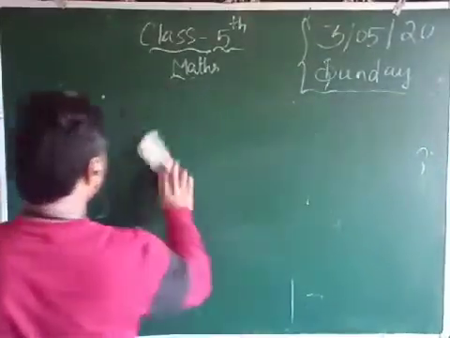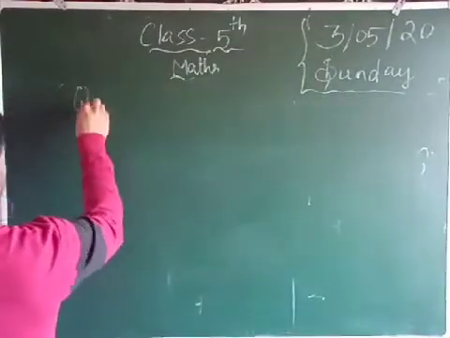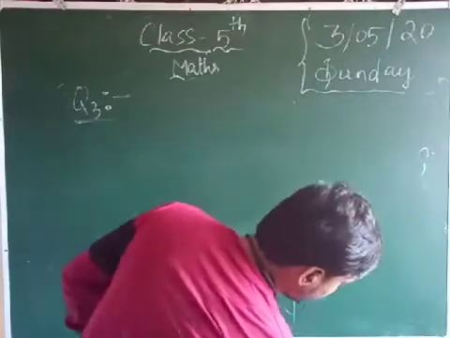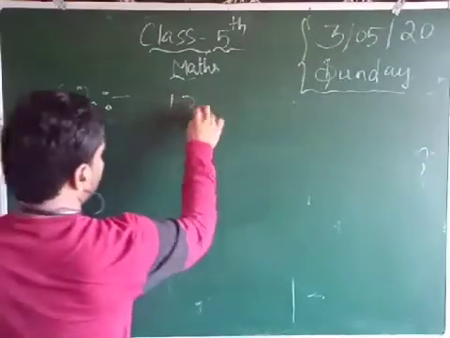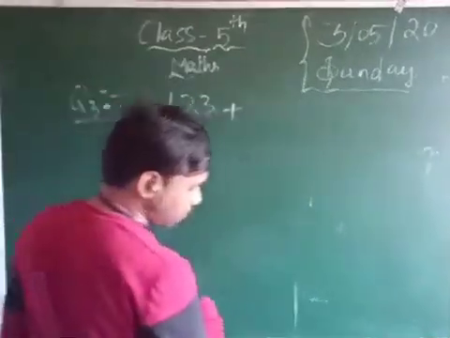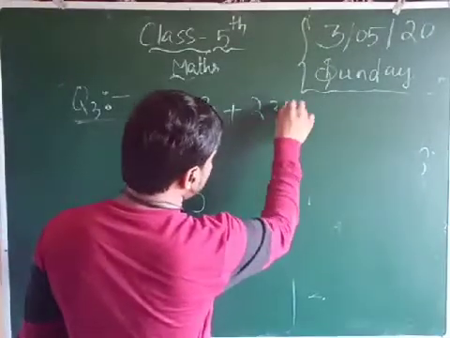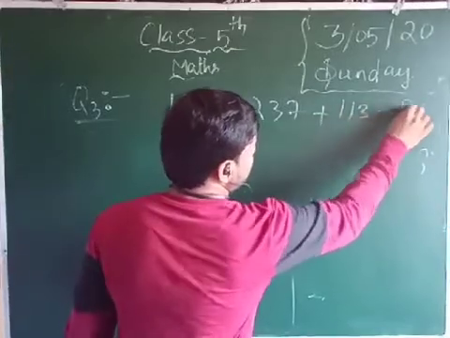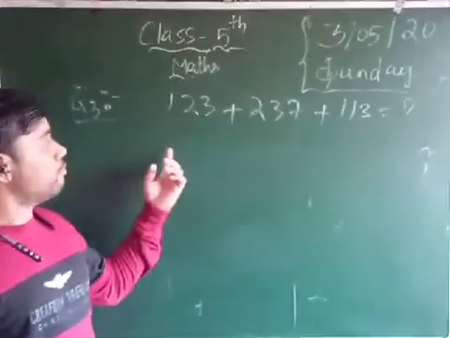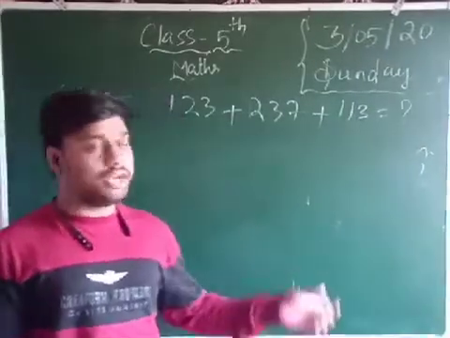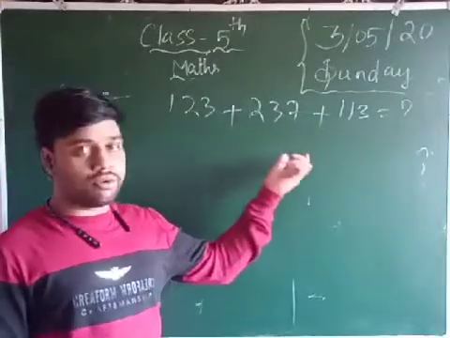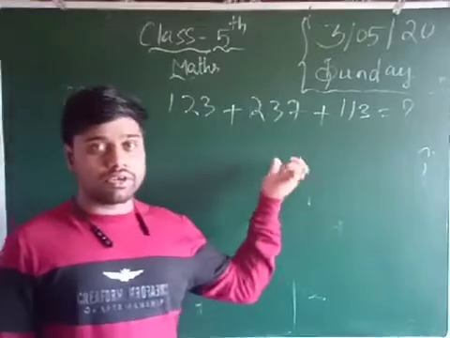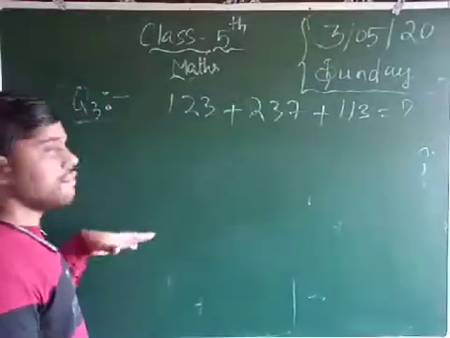Now another question to solve. Question number 3. Now 123 plus 237 plus 113. Now, what is the answer? Here all three can be added. As the previous class said, you can add the small numbers first, and then after you can solve it.